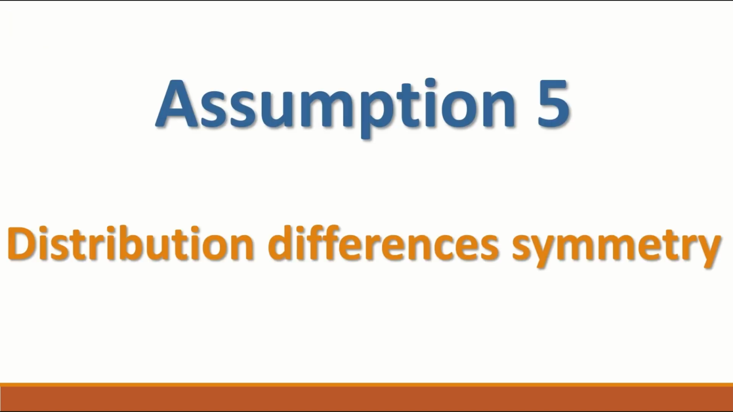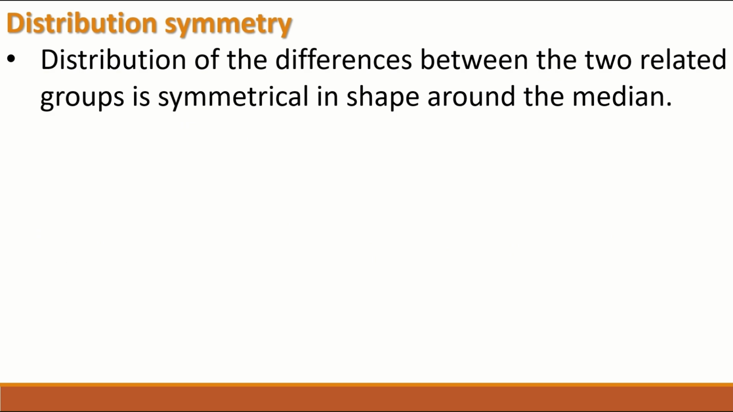The fifth assumption is that the distribution of differences is symmetrical. So the distribution of the differences between the 2 related groups is symmetrical in shape around the median, as here the median is taken as a parameter for estimation.